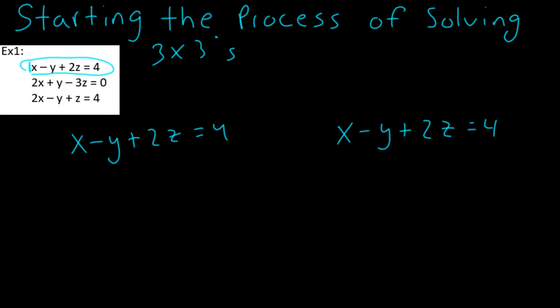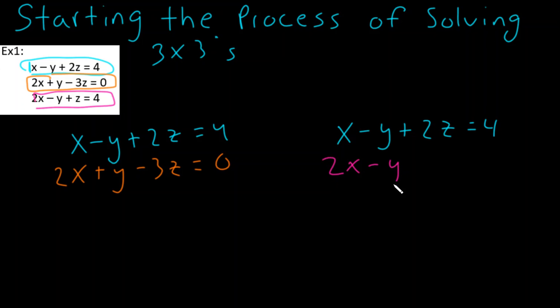Now let's pick different colors here. So let's go ahead with my orange, and I'm going to put this second equation in orange. So I can write this, of course, as 2x plus y minus 3z is equal to 0. And I'm going to use a purple for my next one, and we'll call this last line right here 2x minus y plus z is equal to 4.